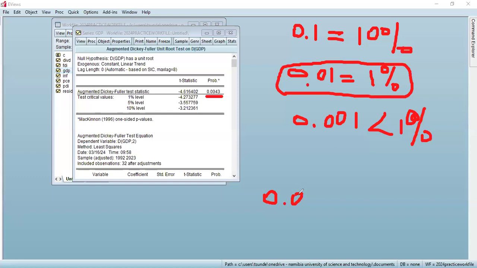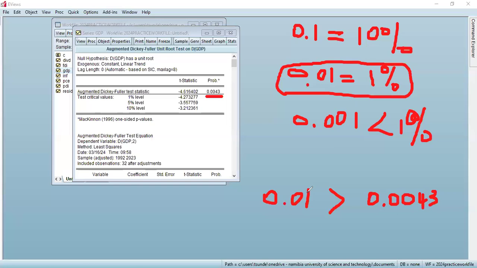And 0.0043. Which one is bigger between these two? Zero point zero one. This is bigger. So, what is the level of significance there? One percent. Can't you see that?